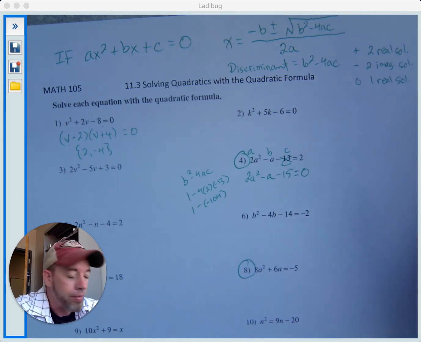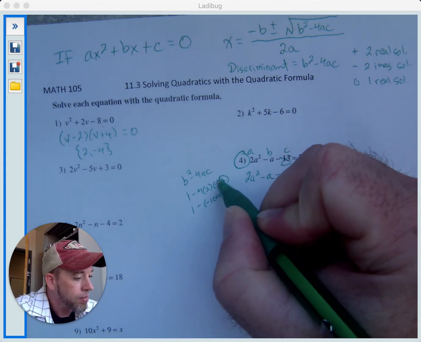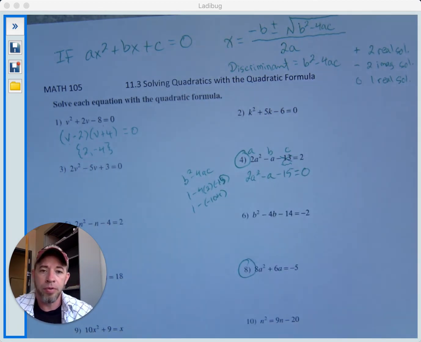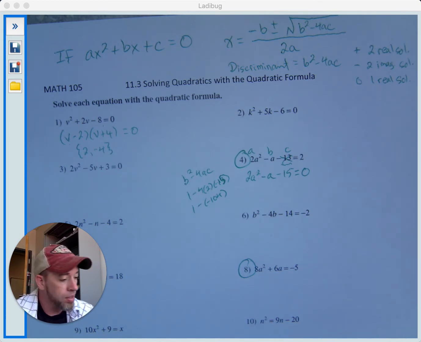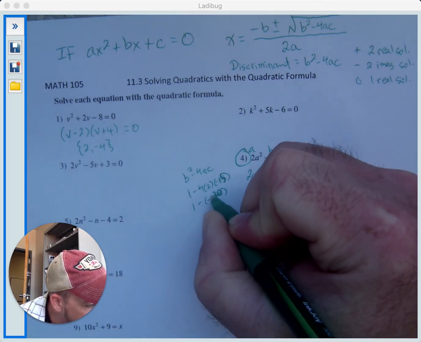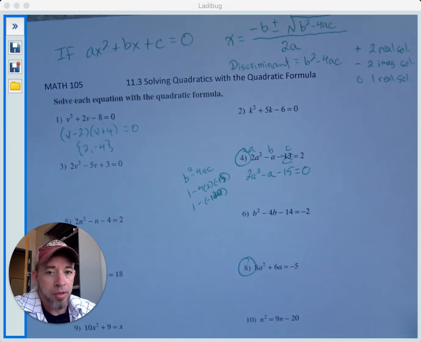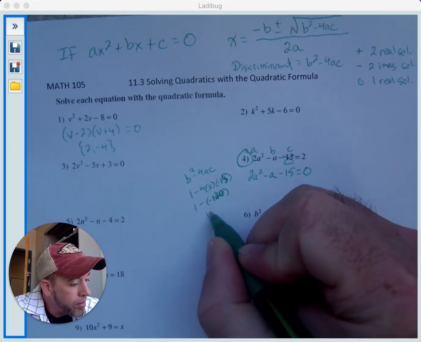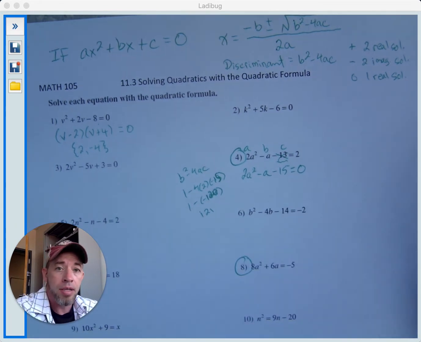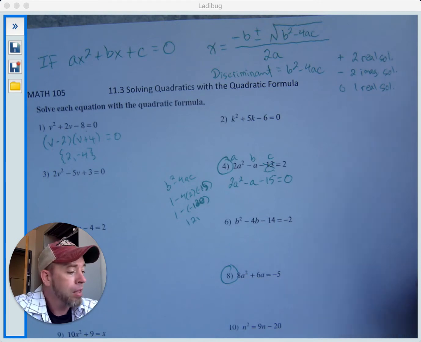Alright, so let's just change this to negative 15. Now we can go through what we were doing before. So if we have 4 times 2 times negative 15, that gives us a negative 120, not a negative 104, right? Now, 1 plus 120 then is actually 121, isn't it? That's our discriminant. That's the part that goes underneath the radical. It helps us break up the formula a little bit.